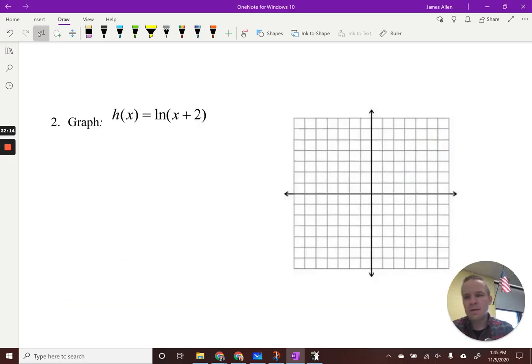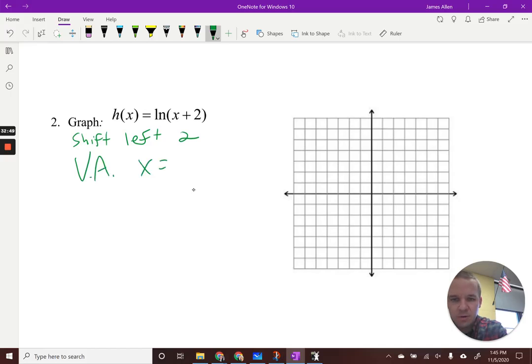All right, little more. Last one here. Last one, I promise. I know this is getting to be a little long here. I'm going to go green. Finish with the money color. We've got h of x equals natural log of x plus 2. All right, so we have a horizontal shift. So I'm just going to say shift left 2. All right, I like it. So that means our vertical asymptote will be x equals negative 2.